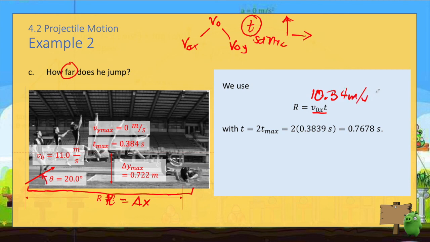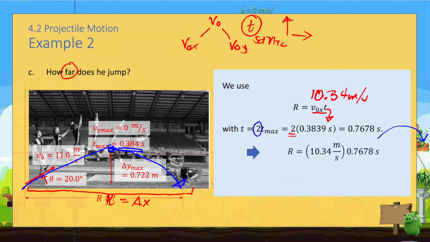And then, how about the time? Okay. The time is times 2 because we're talking about up, which is this time, but we have to go down. So, up and down, so you have to multiply this by 2 so that you will have a full range. So, if you compute that, you will have this answer. This is 7.94 meters.